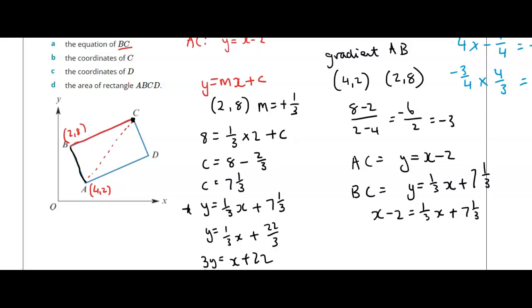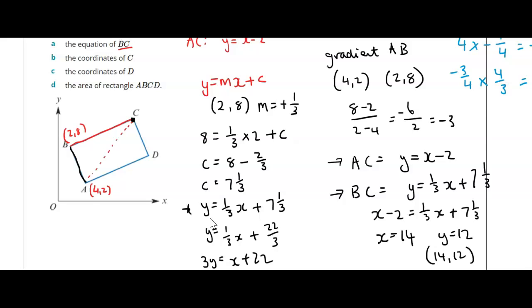Or you can solve on your calculator. So I'm just going to give you the answer. x is equal to 14. And we do need to get the y coordinate. To get the y coordinate, you can substitute it into either AC or BC. And when you do that, you get y equals 12. So your coordinate is going to be 14, 12.